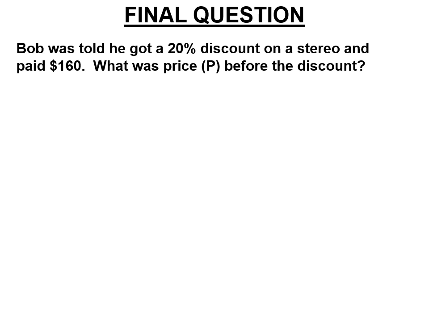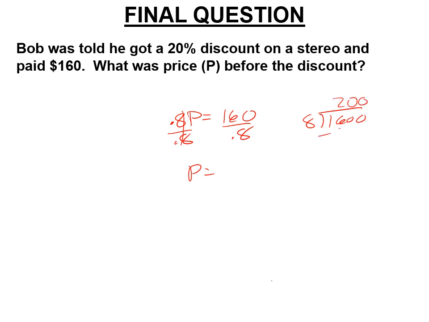Bob was told he got a 20% discount on a stereo and paid $160. What was the price before the discount? So he paid 80% of the price. So 0.8 of the price was 160. So what was the original price? Right, we're working backwards. So we're going to do 8 into 1,600 and 2. I'm going a little fast here, but I think it's pretty obvious. It's $200 before the discount.